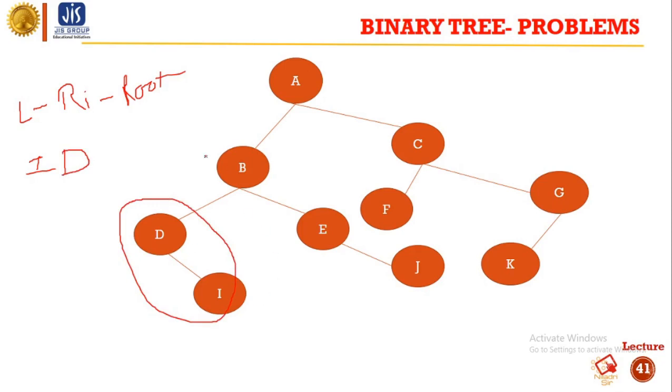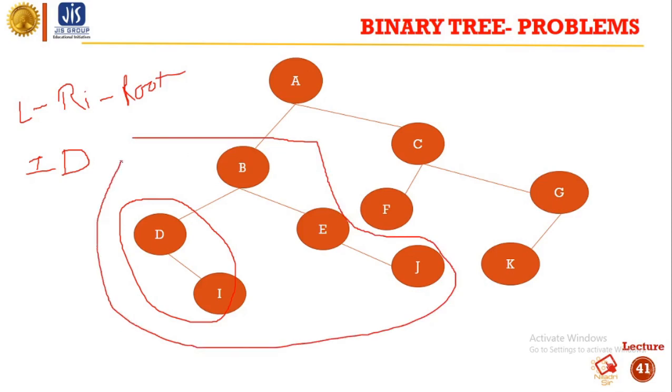Check this tree. This is the left. Now it will be the right one. There is no left, this is right, and this is root. So this is J, then E. Then this B will happen. So the left part of A is done. Now we'll move to the right hand part.